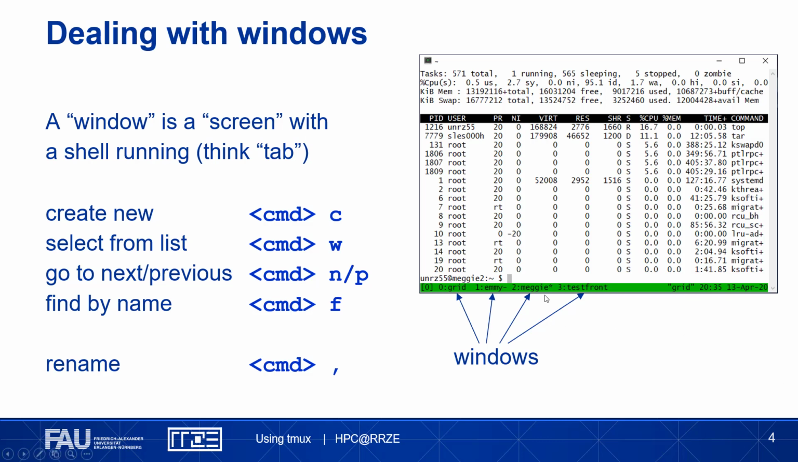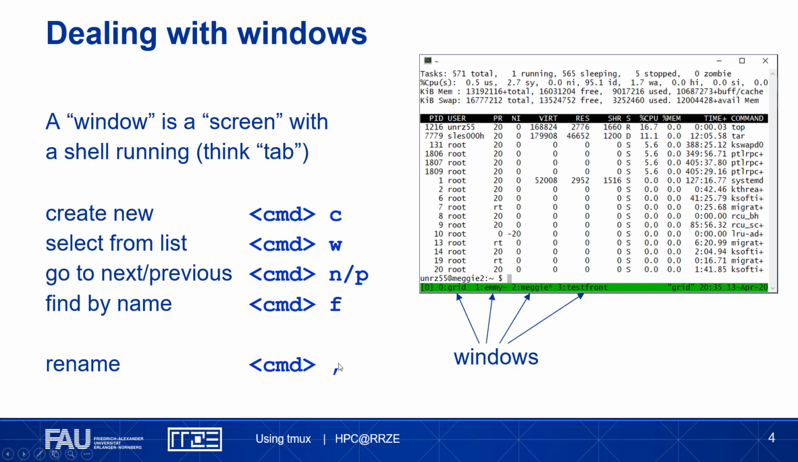If you look at the bottom line here, we have one window called Meggie with an asterisk appended. There's another one called Emmy with a minus. The one with the asterisk is the currently active window, and the one with the minus is the previous window that you looked at before. If you want to jump to a window but you forgot what it was named, you can go there by hitting Command F, and then you can type in a string, and it will give you a list of all windows that match this string.